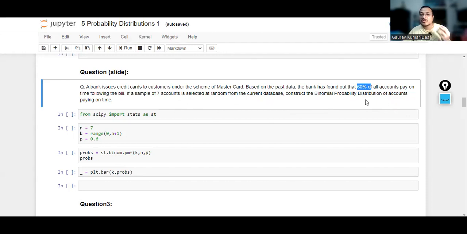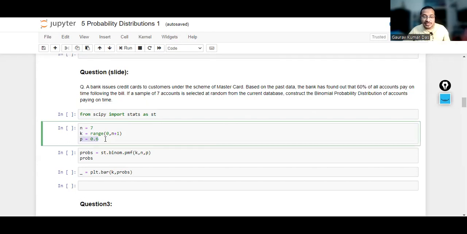If the question had asked for the distribution of accounts not paying on time, then my P would be 1 minus 60%, which is 0.4. But here it will be 60% because 60% of accounts pay on time, and accounts paying on time is what is being asked. So my P will be 60%, 0.6. Number of trials will be 7.